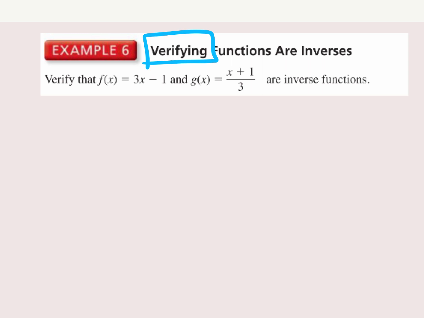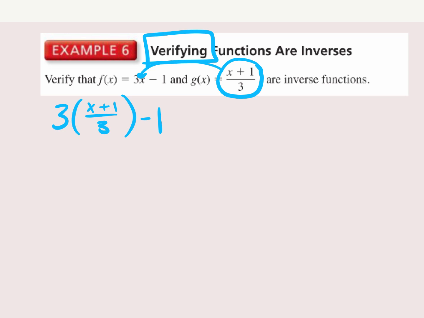So how we verify is by taking one function and plugging it into the other, and then doing the same, taking that function and plugging it into the other one. So we have to do this twice. So I'm going to take my g of x here, take the entire function, and I'm plugging it into the x in my other function. So here I have 3 times x plus 1 over 3 minus 1. So I just take the whole function g of x and I'm plugging it into the x in the f of x. So we want to solve this, simplify this equation here.